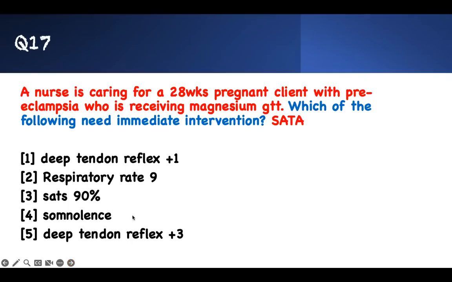Select or apply. Which of the following need immediate intervention? Okay, something is wrong, I need intervention. Nurse is caring for a 28-year-old pregnant client with pre-eclampsia who is receiving magnesium. So buzzwords: 28 weeks, and then getting magnesium.